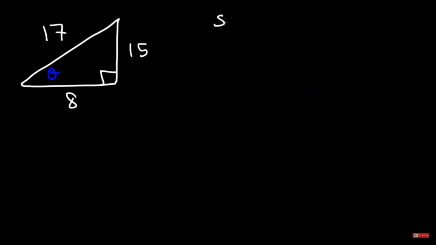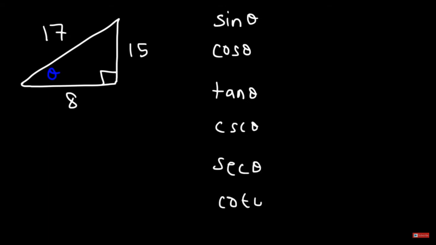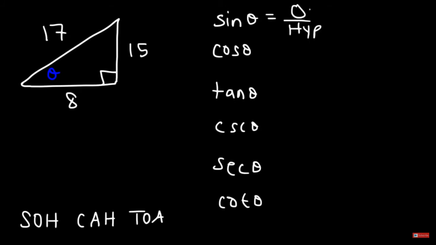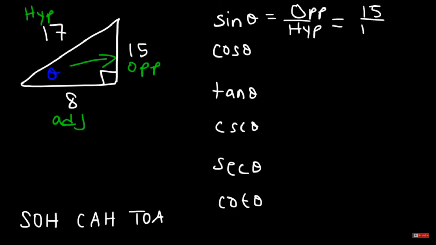So now, go ahead and find the value of sine theta, cosine theta, tangent theta, and then cosecant theta, secant theta, and cotangent theta. So using Sohcahtoa, we know that sine is equal to the opposite side divided by the hypotenuse. So let's label all the three sides. 17 is the hypotenuse, 8 is the adjacent side, and opposite to theta is 15. So opposite over hypotenuse, this is going to be 15 divided by 17. So that is the value of sine theta.